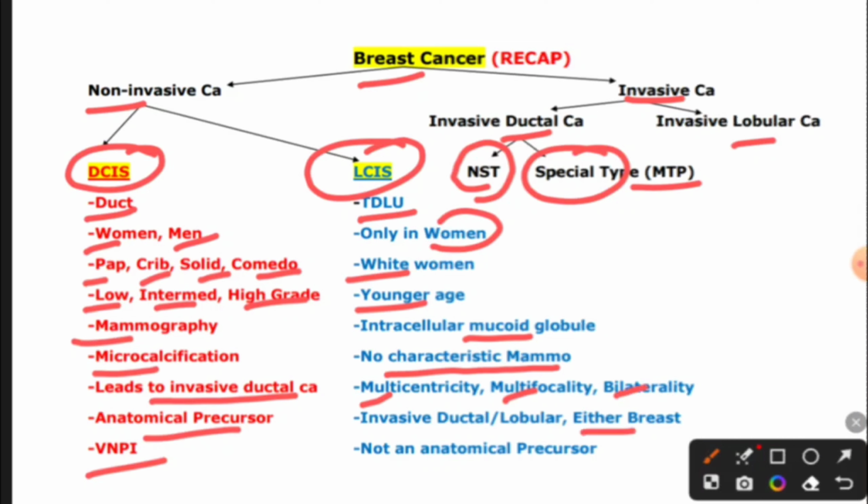Subsequent invasive cancer can occur in either breast, and it may be either an invasive ductal carcinoma or an invasive lobular carcinoma. That's why it is not an anatomical precursor of invasive lobular carcinoma, rather a marker of increased risk of invasiveness.